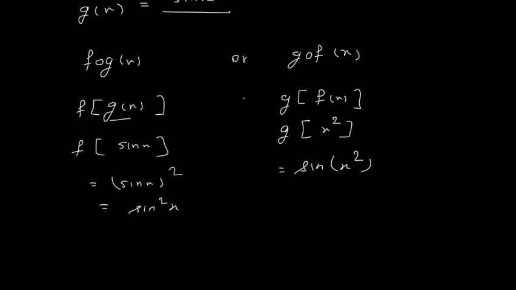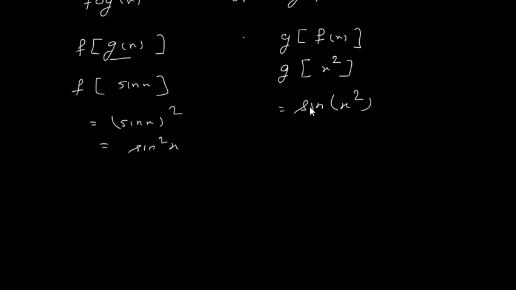Now both are composite functions. Here the inner function is x square and the outer function is sin x. Here the inner function is sin x and the outer function is x square. So if you get a problem like sin square x or sin x square, how do you differentiate it? The basic question is how you differentiate a composite function. To differentiate a composite function, we use the chain rule.